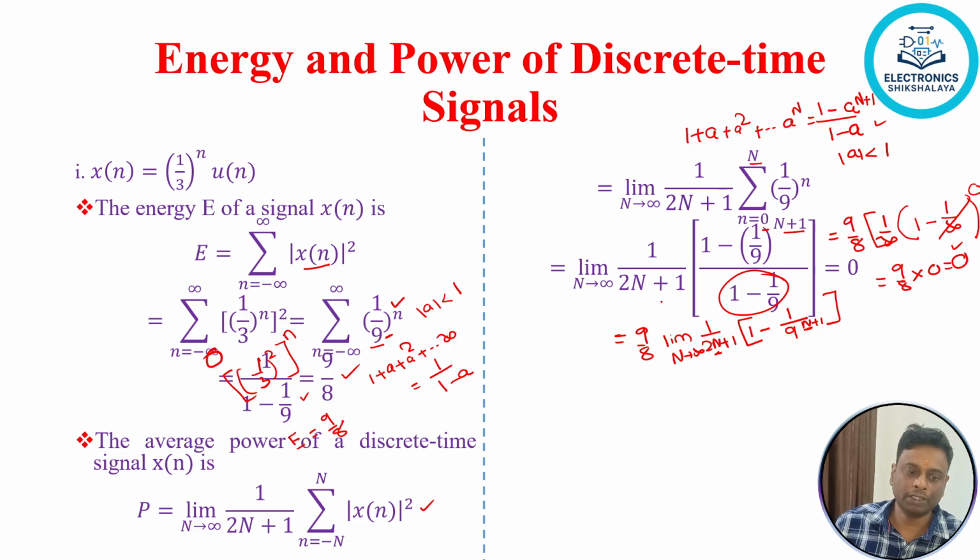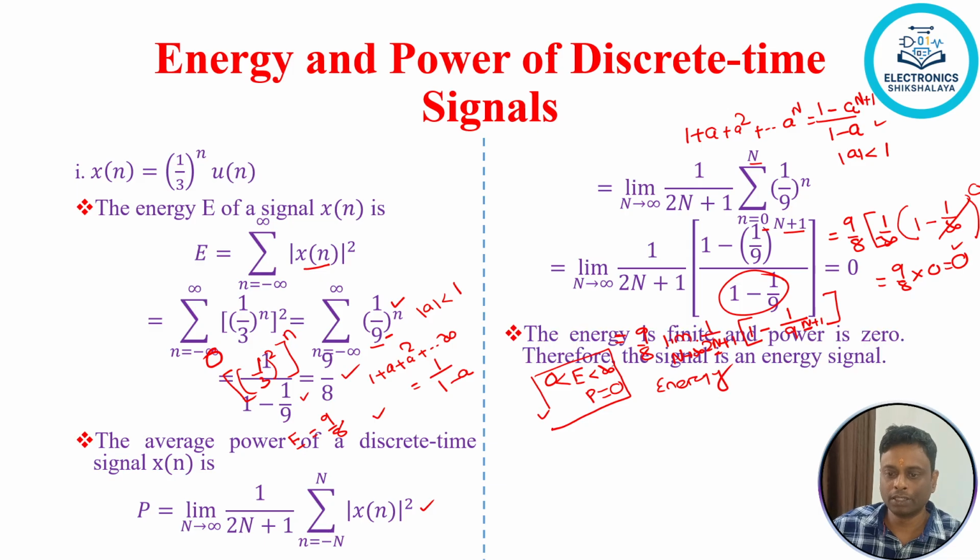Okay, so you can see the power is equal to 0 and the energy is finite, between 0 and infinity. So if these two conditions are met, this given signal is an energy signal. The signal energy is finite and power is 0, therefore the given signal is an energy signal. So this is our first example.